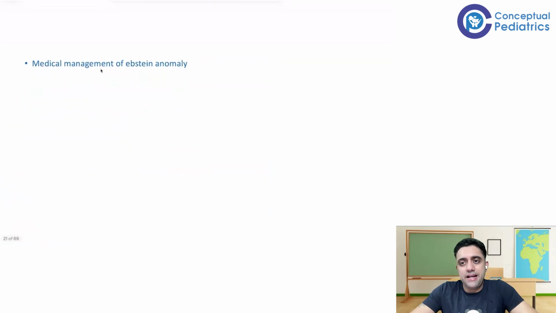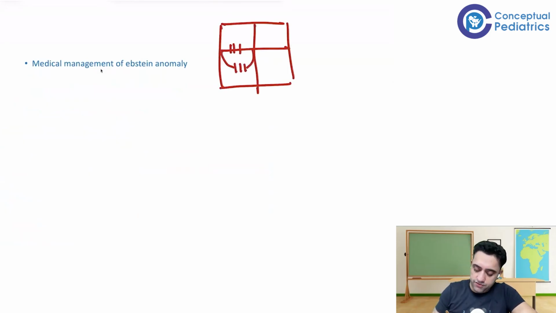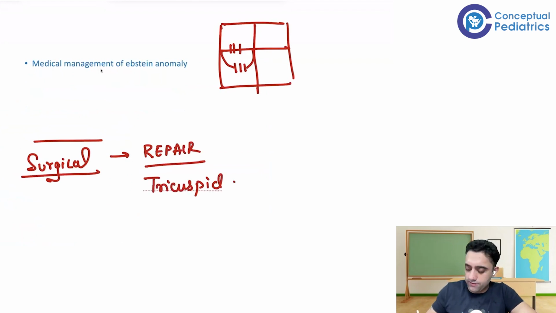Okay, so what is the medical management of this Ebstein anomaly? So there is a tricuspid valve, there is a downward displacement. One is the medical management and one is the surgical management. In surgical management, I will basically repair the tricuspid valve. I will do a repair of the tricuspid valve. In the medical management, what all can I do? Do you think the baby will have cyanosis?